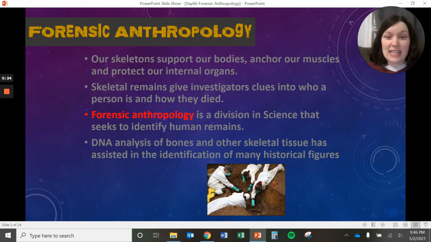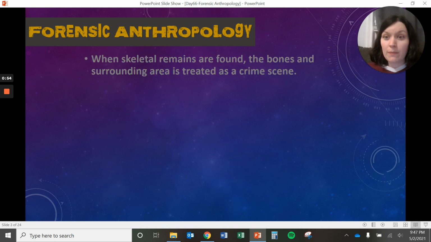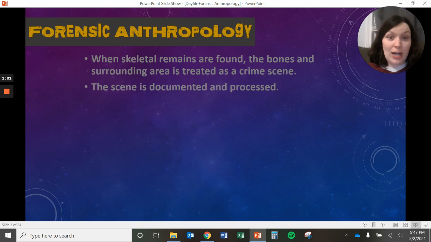Okay, so we can use DNA analysis of bones and other skeletal tissue to assist in the identification of historical figures. This is one application of forensic anthropology, and it has been used in things like September 11th fatalities, victims of war, burned victims, and victims found in woods that we are not able to identify in other ways.